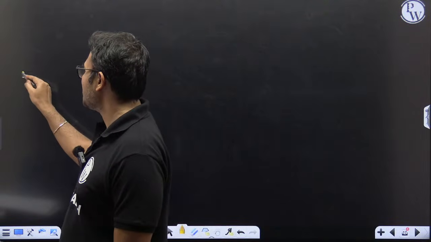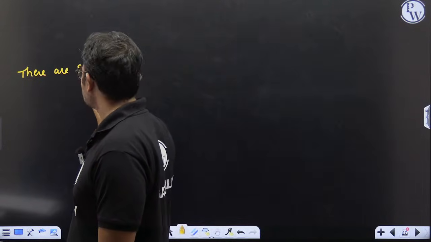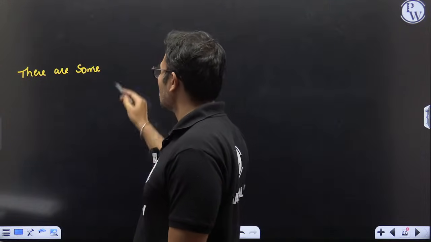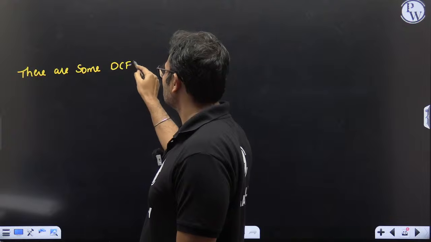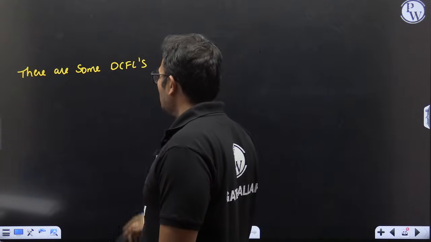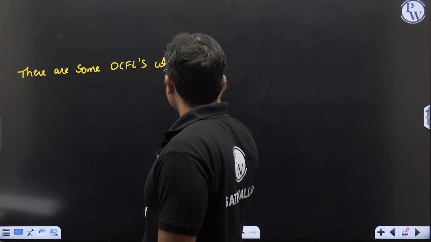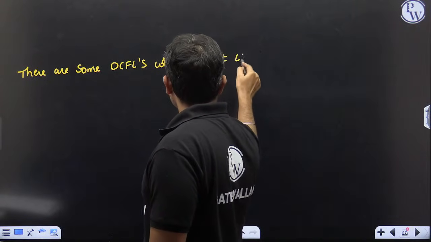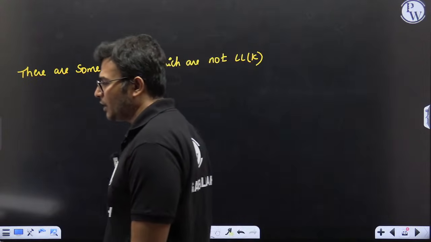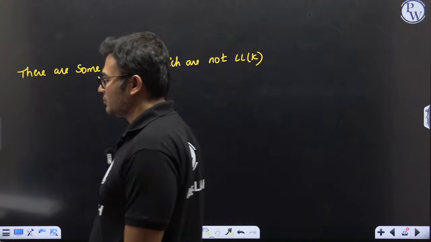There are some DCFLs which are not LL1, which are not LLK. There are some DCFLs which are not LLK. So LLK is less powerful than LRK, right?